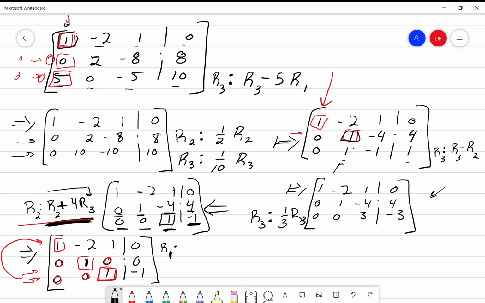So let's replace row 1 with, I need negative 2 to be a 0. So negative 2, and I need to add something times 1. So negative 2 plus something times 1 equals 0. And the answer is 2. So I should do row 1 plus 2 times row 2.